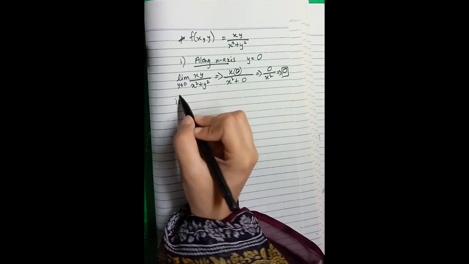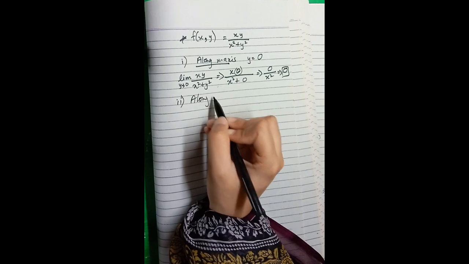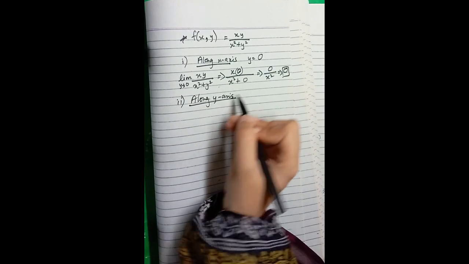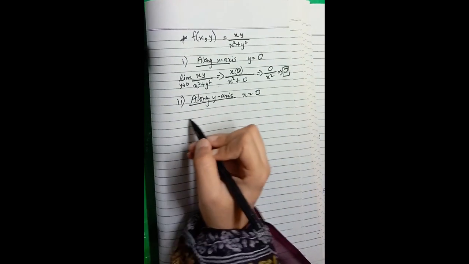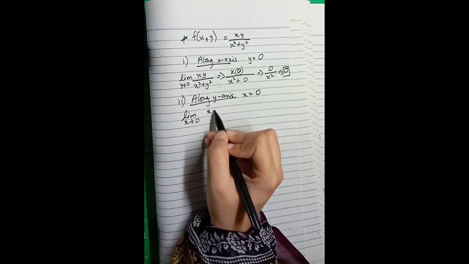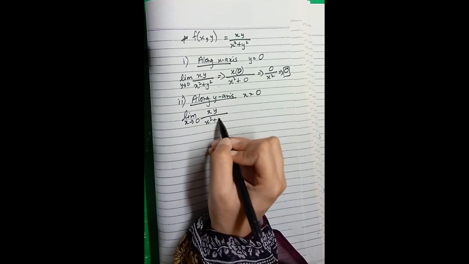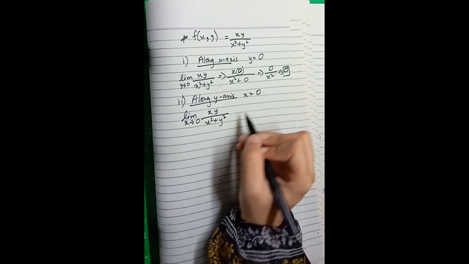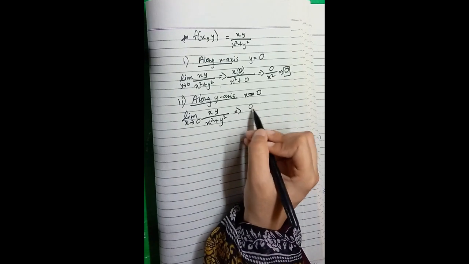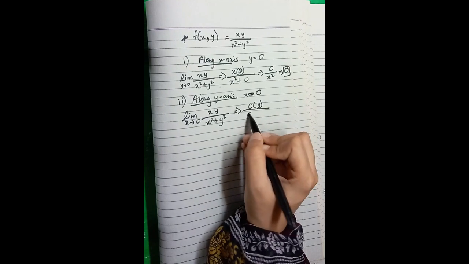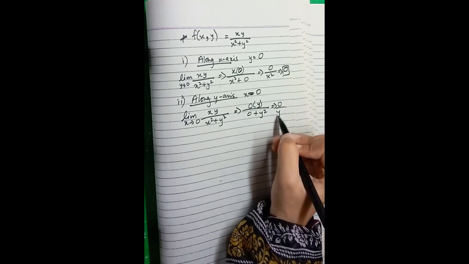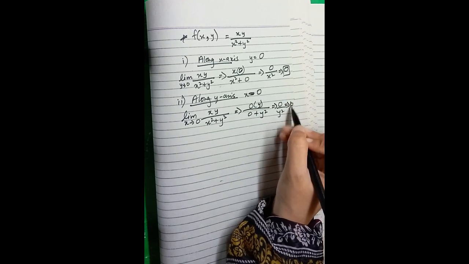So on the second condition, along the y-axis, our x is 0. So the limit as x approaches 0 of xy divided by x square plus y square. Now we have to put 0 in place of x. So 0 into y divided by 0 plus y square, which gives 0 over y square, which is equal to 0.